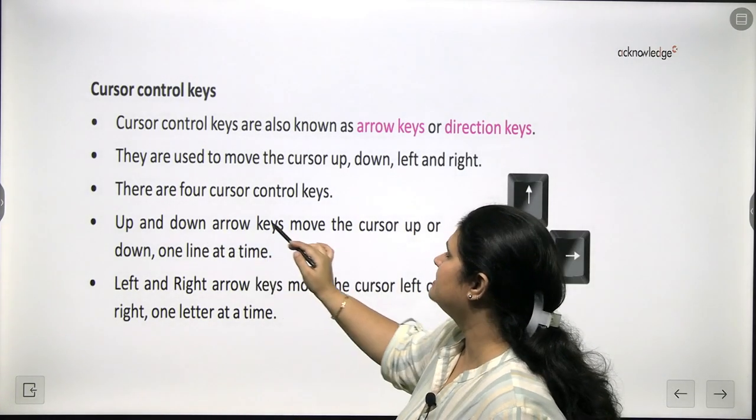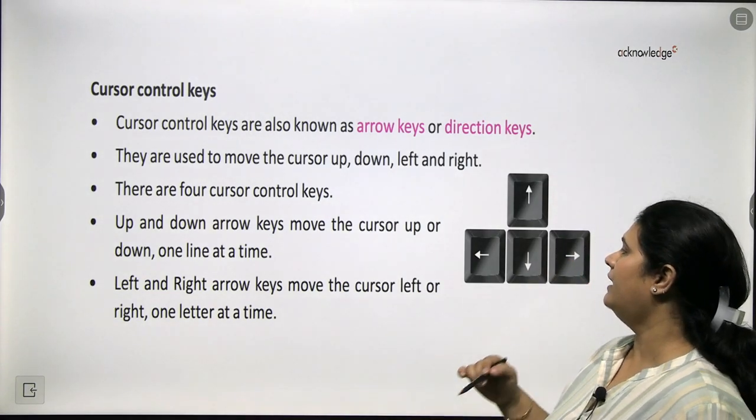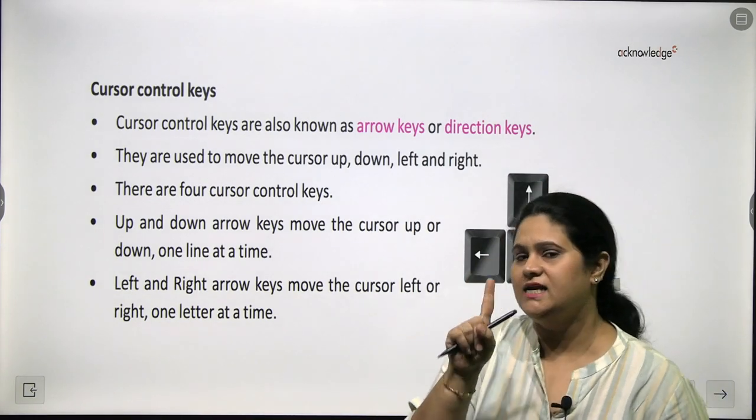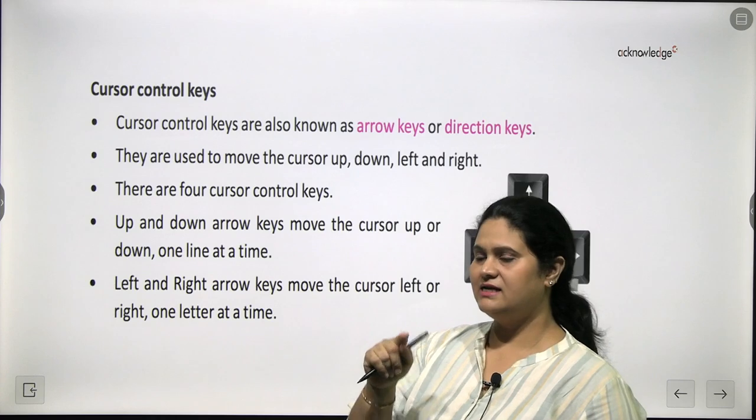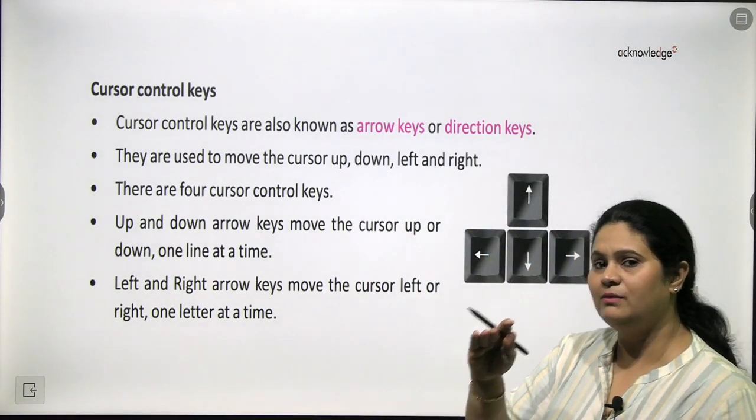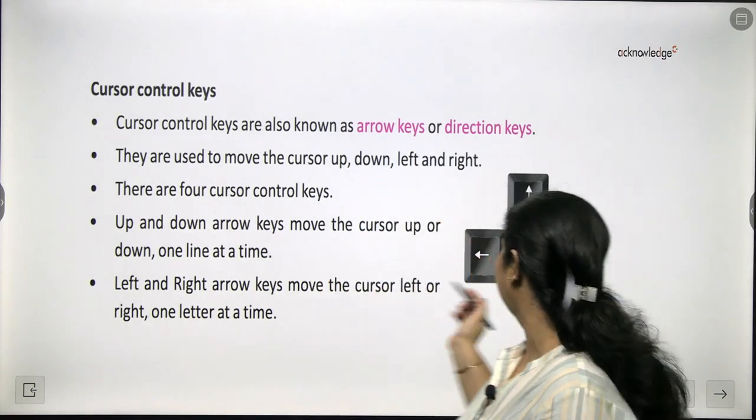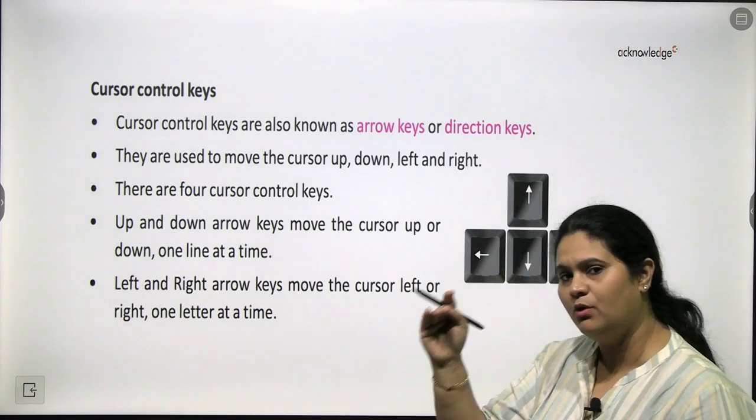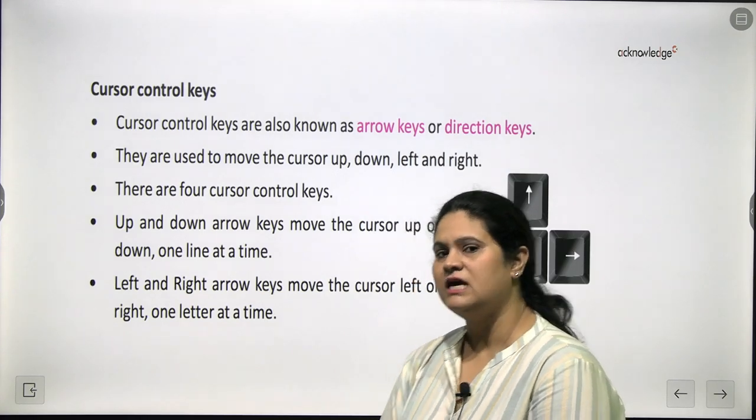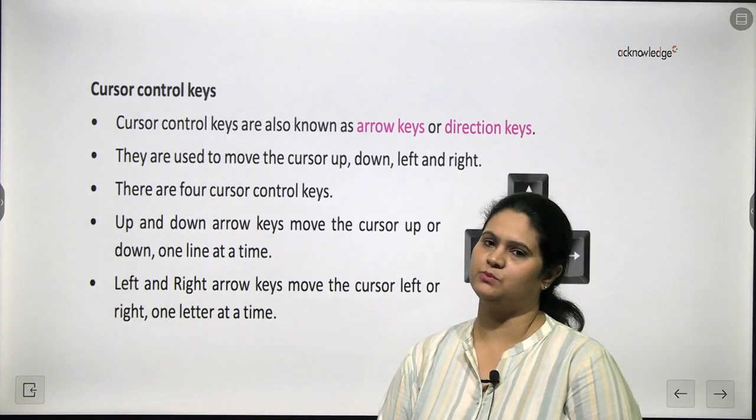So up and down arrow keys are used to move the cursor up or down one line at a time, right? So when you press the up arrow, your cursor will move one line to the top, right? And when you press the down arrow, it will move one line down. Right, children? Understood? Same way, the left and the right arrow keys work for you.